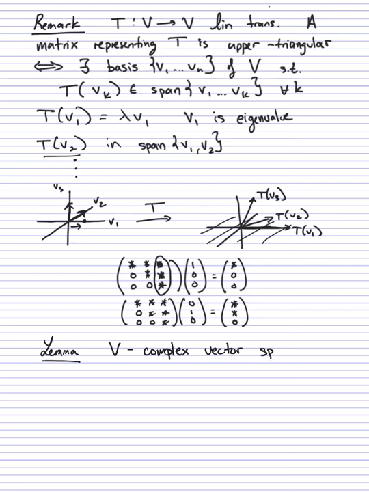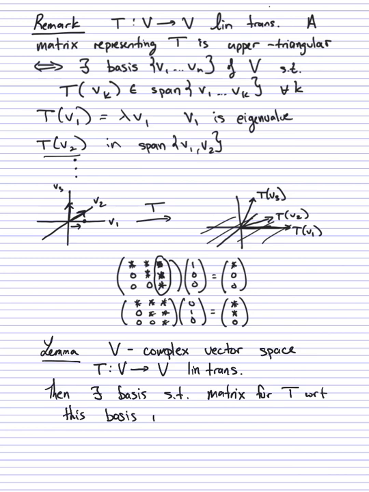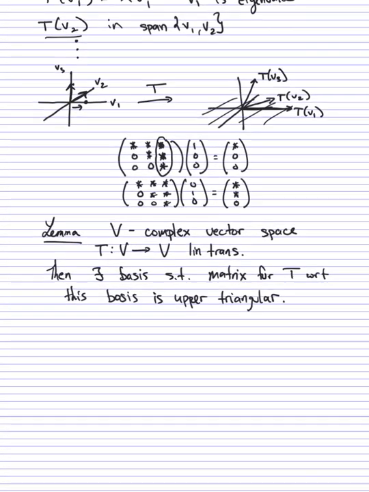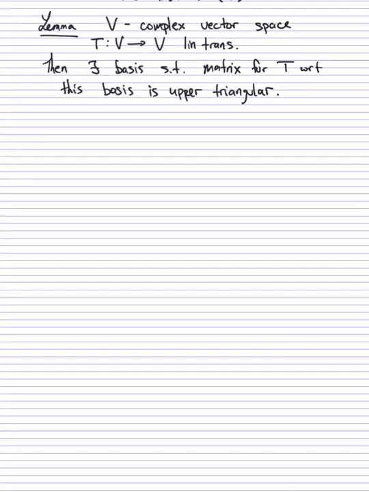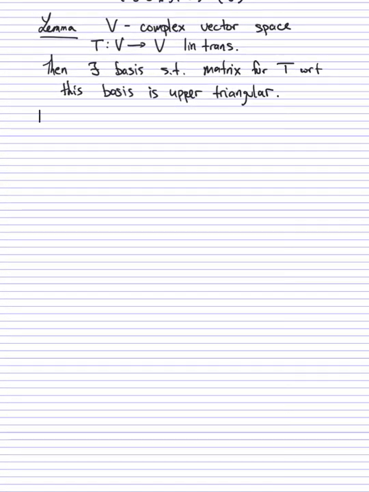So V is going to be a complex vector space, T from V to V a linear transformation. Then there is some basis so that the matrix for T with respect to this basis is upper triangular. Or in other words, any matrix which represents T is going to be similar to an upper triangular matrix. So let's prove this.